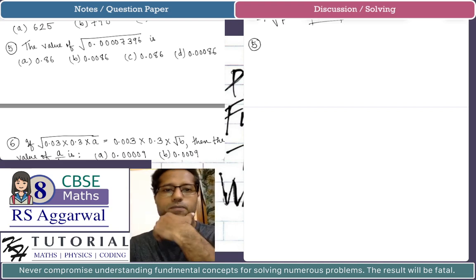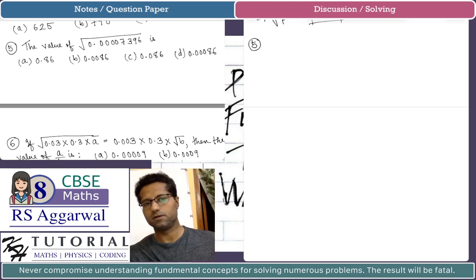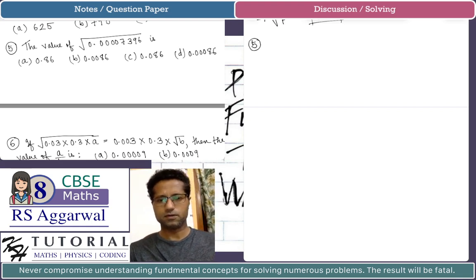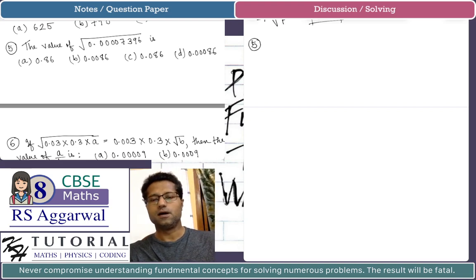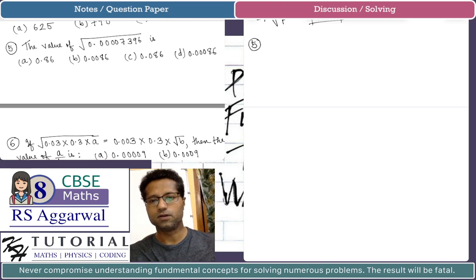Now, sometimes it is convenient. If you are familiar with finding the square root of a decimal number using the long division method, and that is very clear, you can directly apply that method. But if you are not that comfortable with finding the square root of a decimal number using the long division method, but you are clear about finding the square root of a natural number using the long division method, then you can always convert the given decimal number into a fraction.